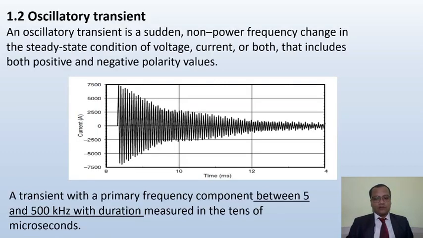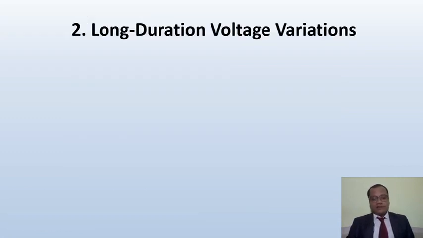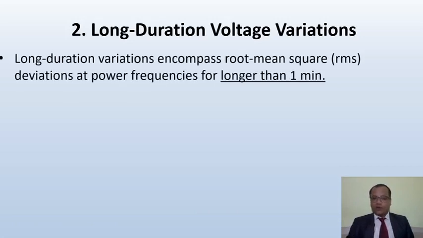So basically this transient has a primary frequency component between 5 and 500 kilohertz, with a duration measured in tens of microseconds. Now let's understand the next power quality event, that is long duration voltage variations. Long duration voltage variations are nothing but variations in the RMS value of voltage or current at power frequency longer than 1 minute.